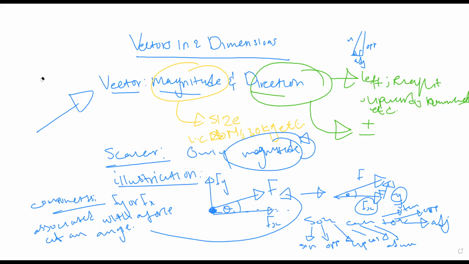Then again, if we need Fx, Fx is adjacent, right? It is a component. We're going to use cos because it's adjacent and we have hypotenuse. Cos theta is equal to adjacent Fx over hypotenuse F. We multiply it across. Then Fx is equal to F cos theta. Then we have this one intact. This is our horizontal component.